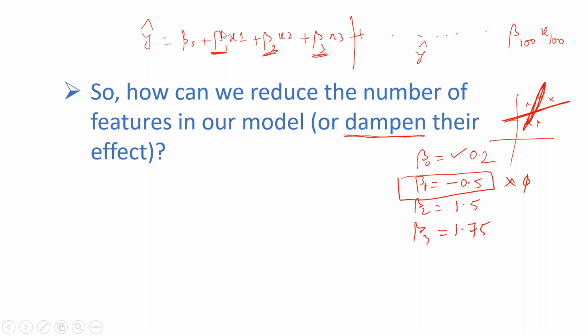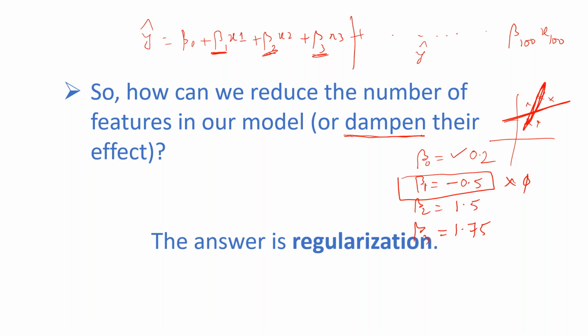Yes, sir. So basically, we are talking to solve this problem. How can we reduce the number of features in our model? Reducing means making betas zeros. Dampen their effect means let the feature be there, but let it be very small. These are the things we have to figure out. That is how we can really regularize the problem that arises because of simple linear regression. And the answer is regularization. Okay, so let us talk.